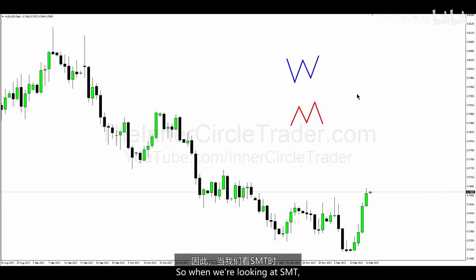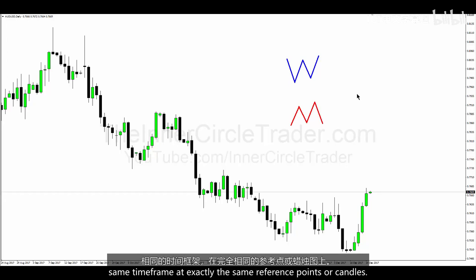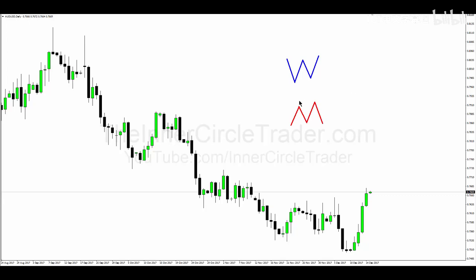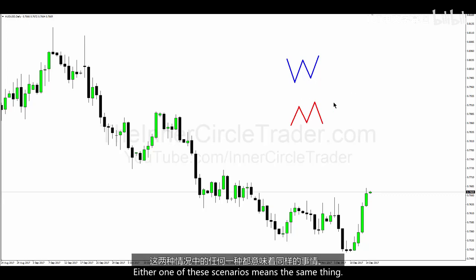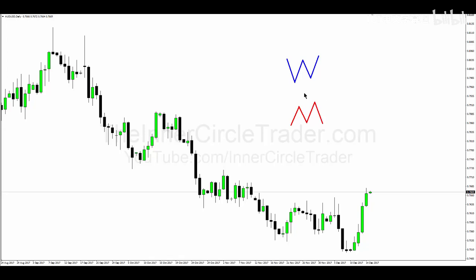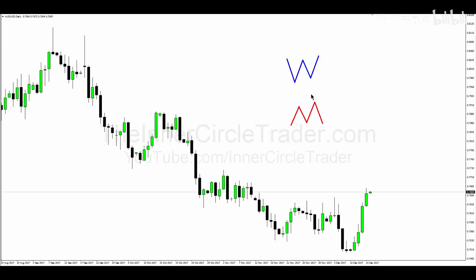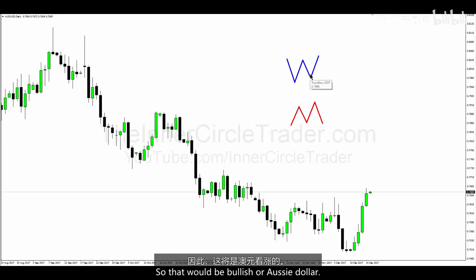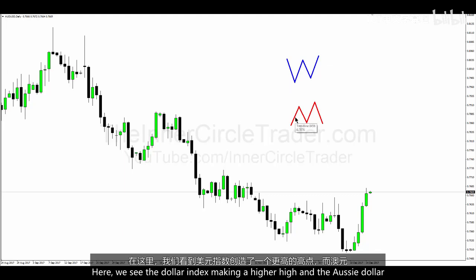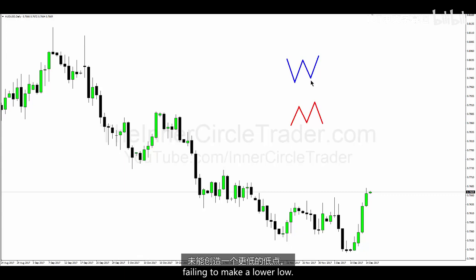So when we're looking at SMT, what we're doing is we're looking at exactly the same time frame at exactly the same reference points or candles. Either one of these scenarios means the same thing. What we just showed earlier, the dollar index was failing to make a higher high while the Aussie dollar made a lower low. That is weakness on the part of dollar, so that would be bullish for Aussie dollar. Here we see the dollar index making a higher high and the Aussie dollar failing to make a lower low. That still is bullish for Aussie dollar.